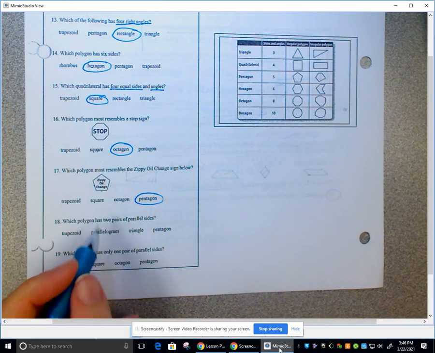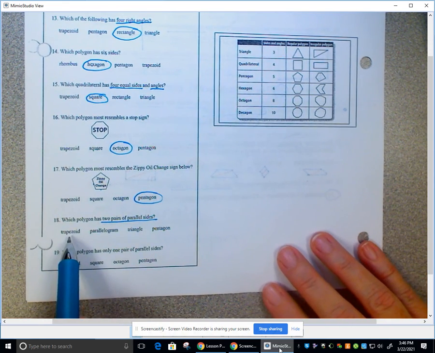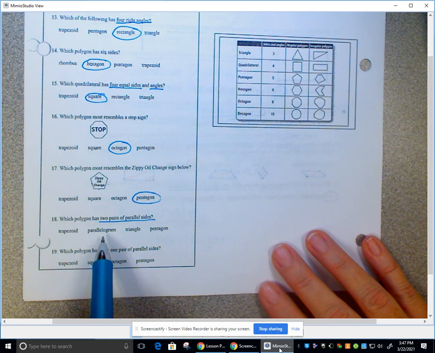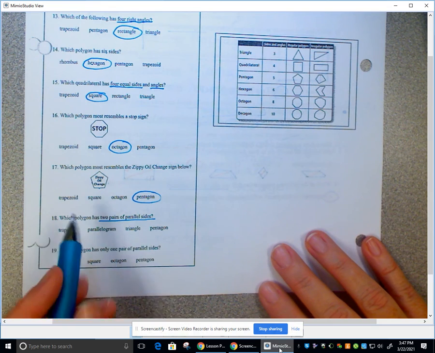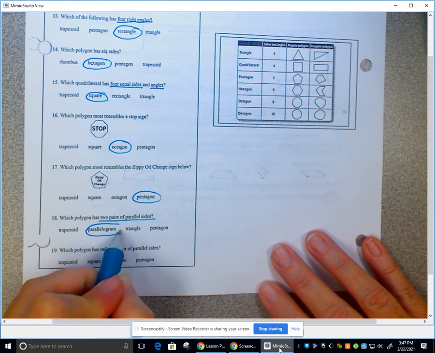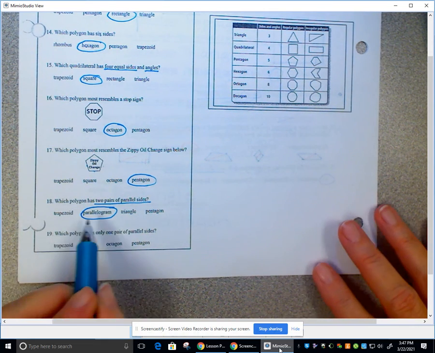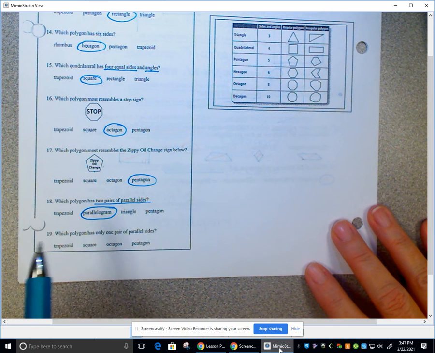Which polygon has 2 pairs of parallel sides? Remember that a trapezoid has only 1 pair. We've got parallelogram, a triangle, and a pentagon. I hope you're saying parallelogram. We'll be talking about parallelograms a good bit. That's what they're known for. They have 2 pairs of parallel sides.